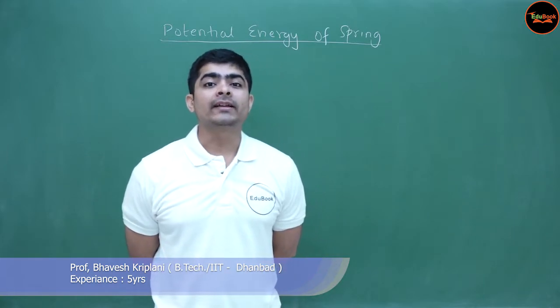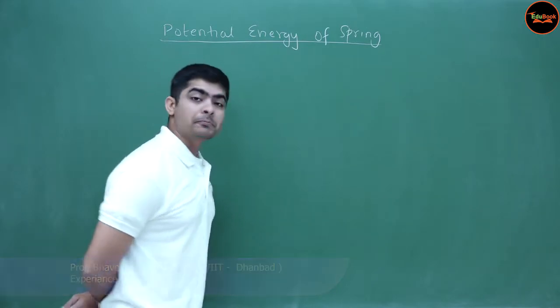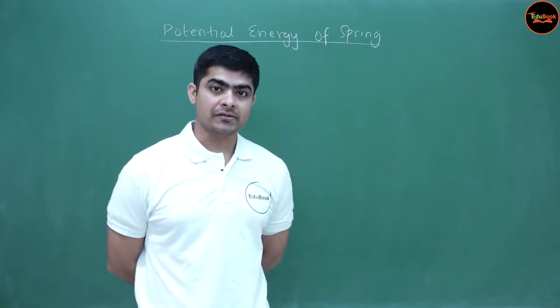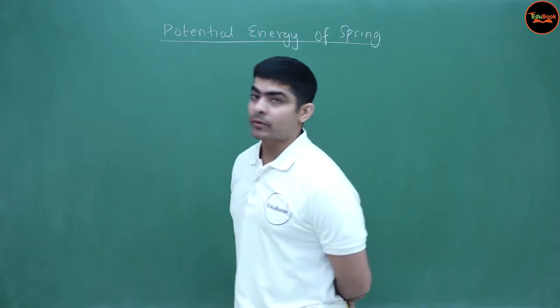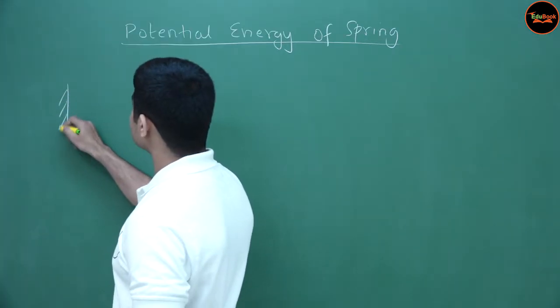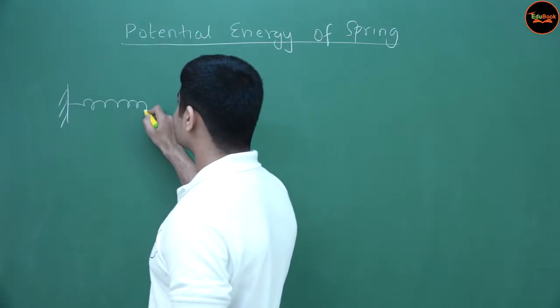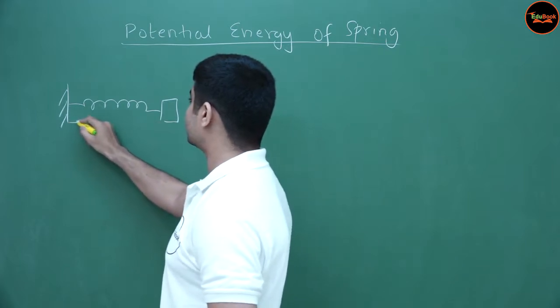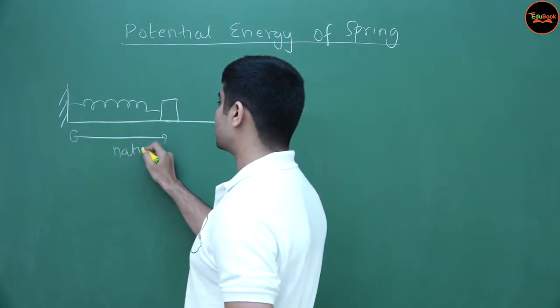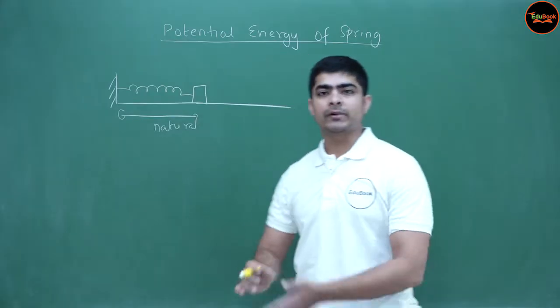Okay, so now we find the potential energy for a spring. Spring force is a conservative force, we have already discussed. So we have to find the potential energy for a spring. Now let's say we have a spring over here and this is the block, and this is the natural length of the spring.